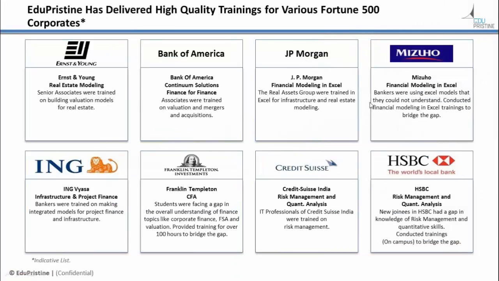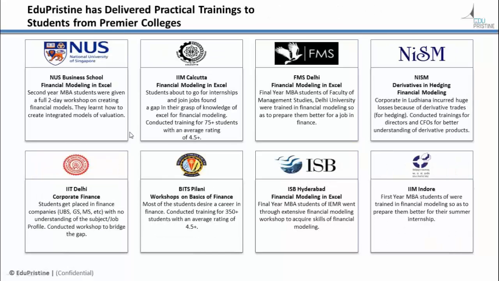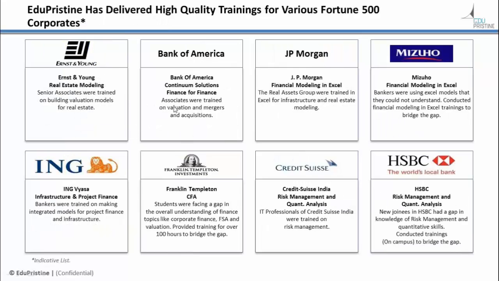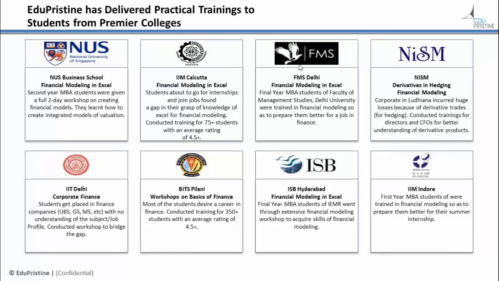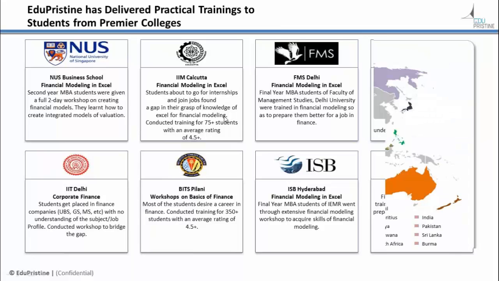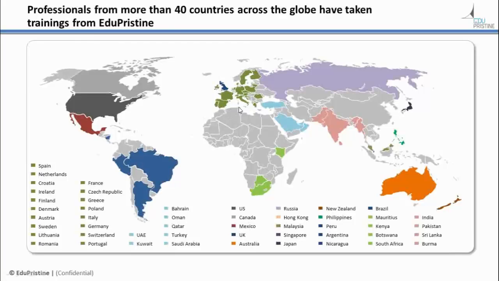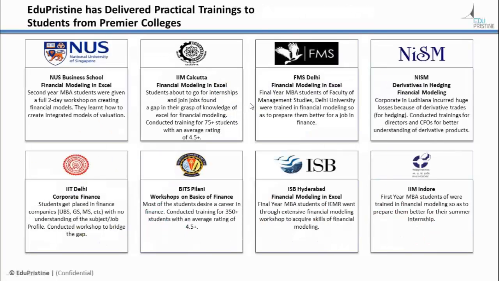Edu Pristine has delivered high quality trainings for various Fortune 500 corporates. These are some key associations of Edu Pristine. We have conducted a lot of trainings at E&Y, PRM training at Bank of America, financial modeling at JP Morgan, and various other big names. Not only big names, Edu Pristine has given trainings to the students of world-renowned institutions like NUS Singapore, IIM Calcutta, IIT Delhi, ISB Hyderabad, which is in the top 20 of the world.